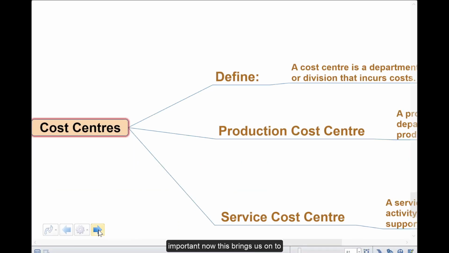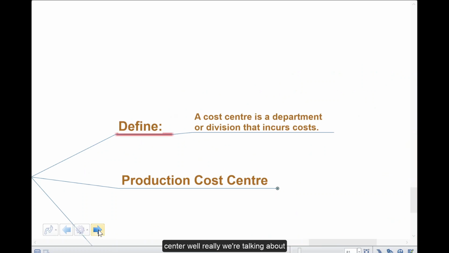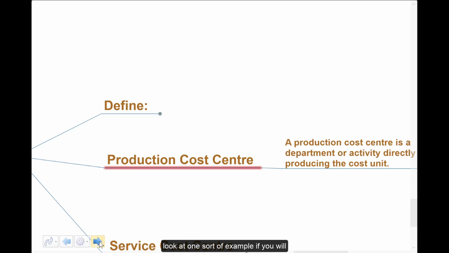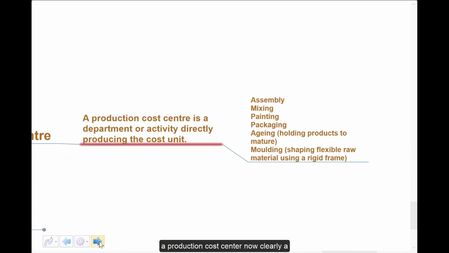Now, this brings us on to something we touched on up top: cost centers. You may recall us talking about allocating overhead to cost centers. So what do we mean by a cost center? Well, we're talking about some area of the business, let's say a department or a division, that specifically incurs costs. Let's look at one example, a production cost center. A production cost center is the department or activity that is producing the cost unit, which could be anything.